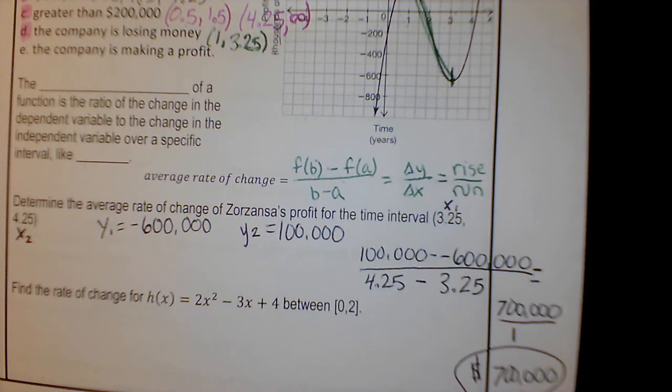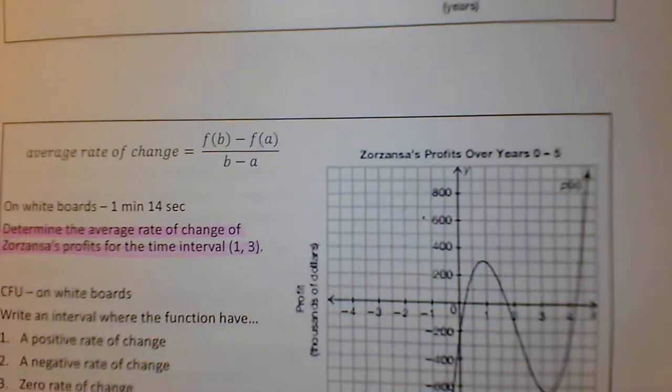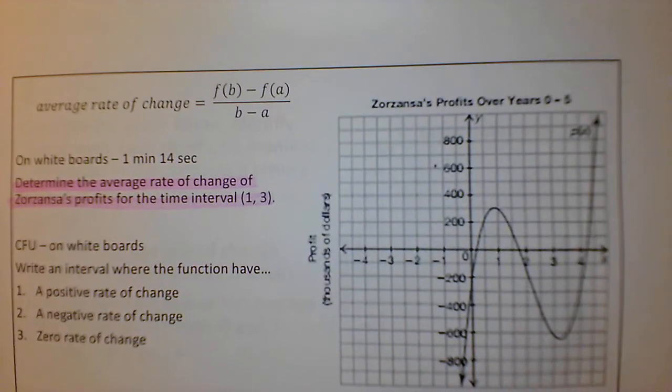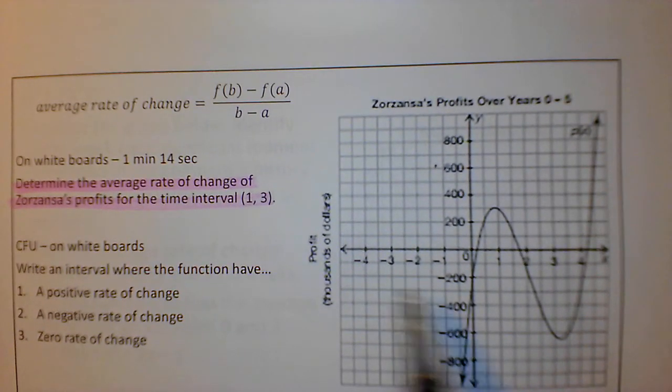Somewhere, on a whiteboard or on a separate sheet of paper, I have the second example in the PowerPoint. It says determine the average rate of change of their profits from 1 year to 3 years. Please go ahead and take a second to do that. I'll come right back and go through that process with you.